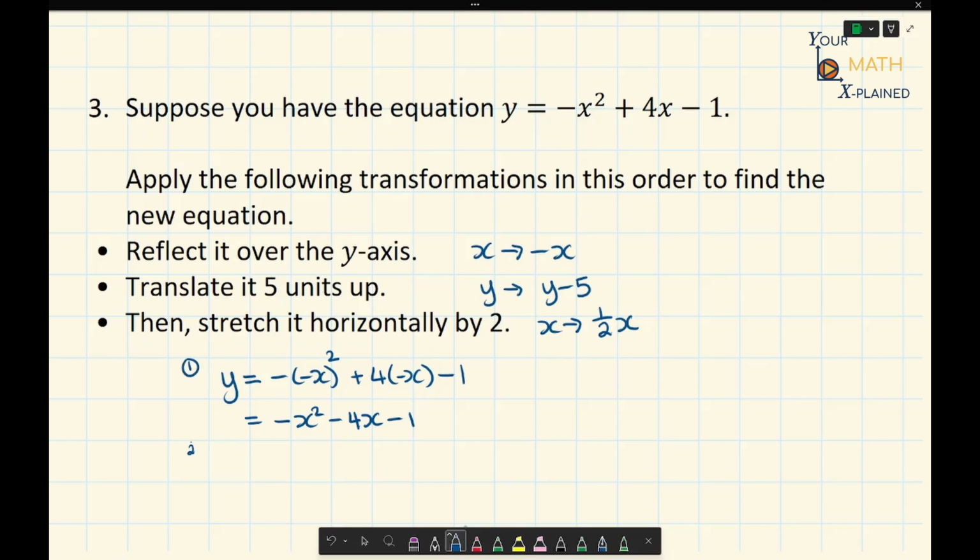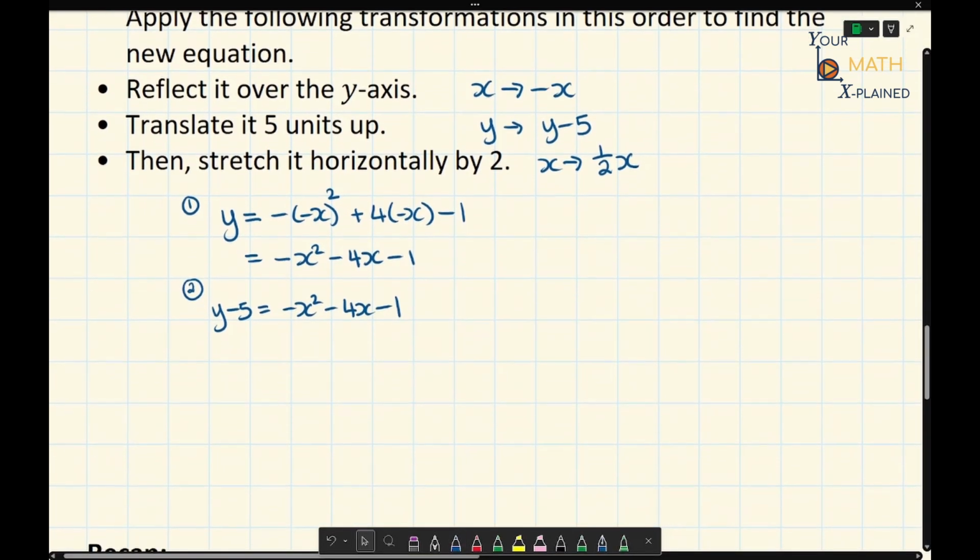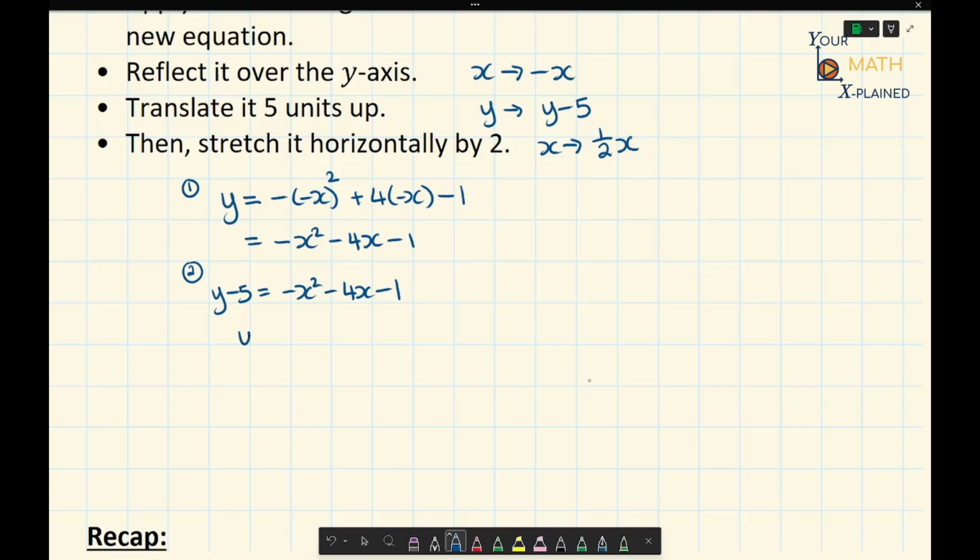And then now our second transformation says to replace the y with y minus 5. So that means we're going to get y minus 5 is equal to negative x squared minus 4x minus 1. Okay, and then again, we're going to move the 5 over, so that'll be y equals negative x squared minus 4x plus 4.